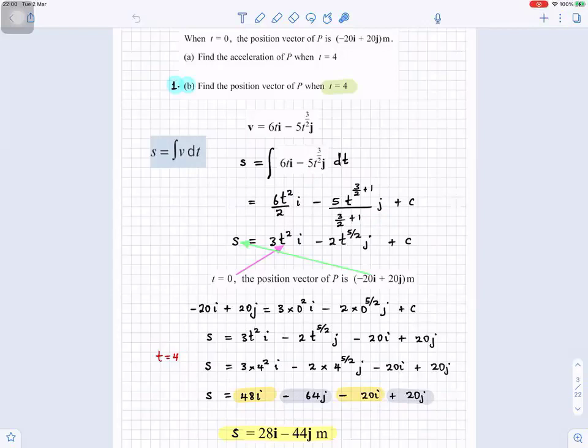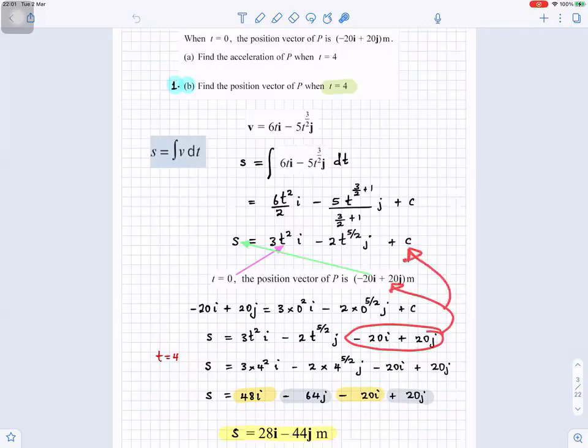So when you integrate that, you get 3t squared i minus 2t to the 5 over 2 j plus C. C is a constant of integration. But it tells us that when t is 0, the position vector of P is minus 20i plus 20j. So you can substitute that in, and you know what the constant of integration C is: minus 20i plus 20j, which we can verify with that. So that's what S is, and that is your C there.